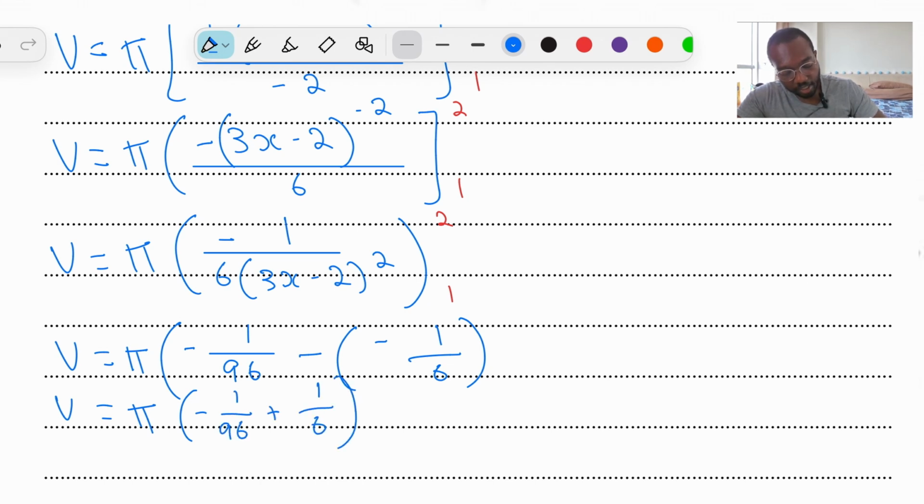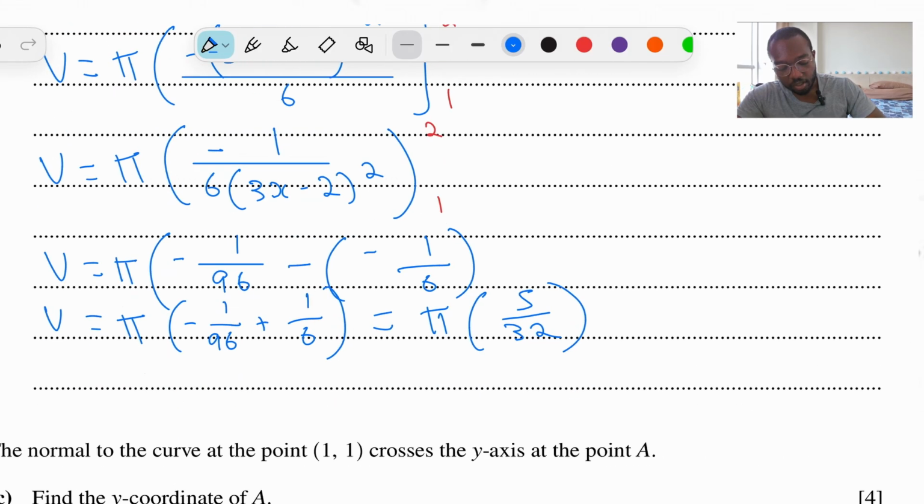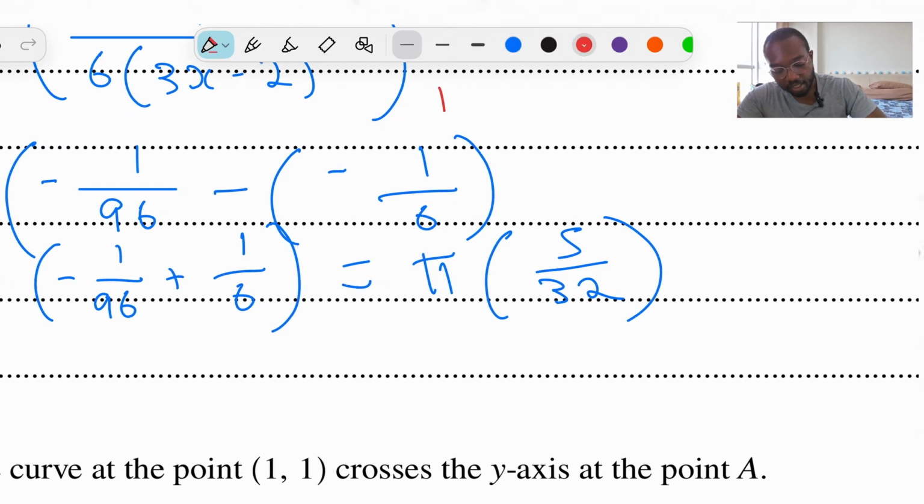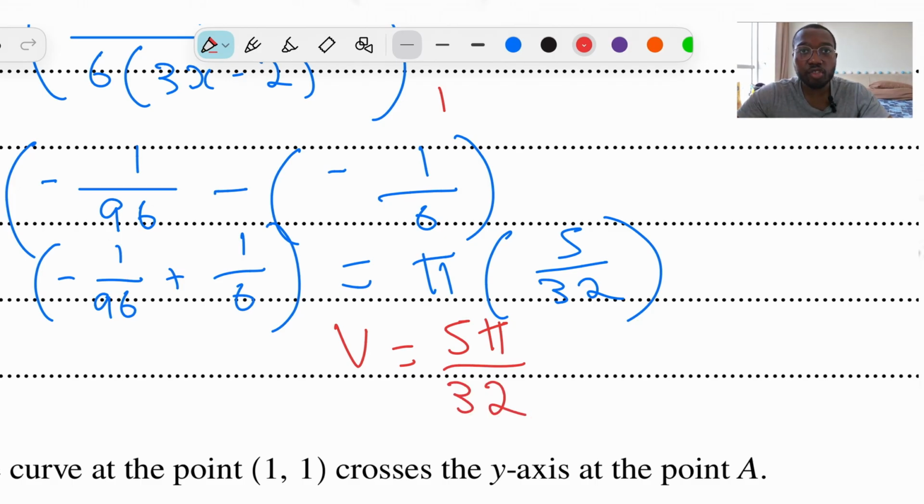If you work that out, what is minus 1 over 96 plus 1 over 6? That is pi, and now in brackets you'd have 5 over 32. Therefore, the answer to this question, our V, is going to be 5 pi over 32.